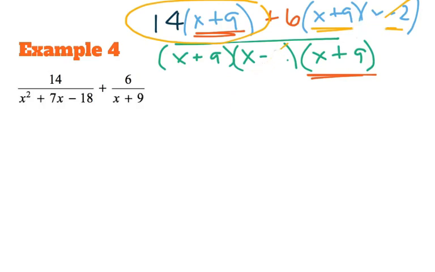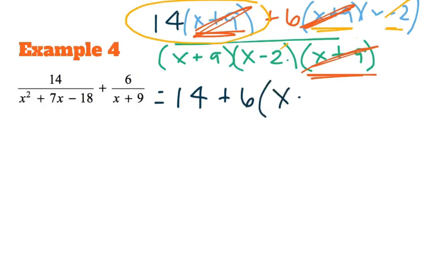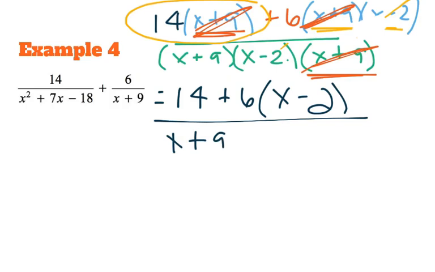But what will work is there is an x plus 9 here, here, and here. And so I can cancel that since I do have it in all three things. So now let me write what I would have left. I have 14 plus 6 times (x minus 2) over (x plus 9)(x minus 2).